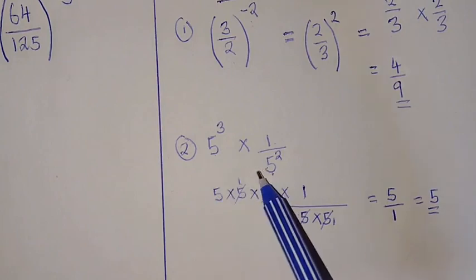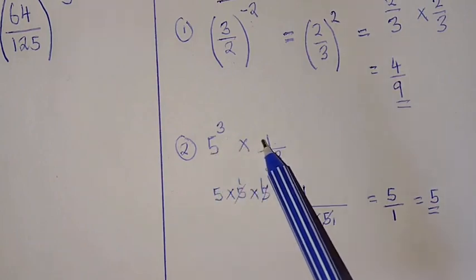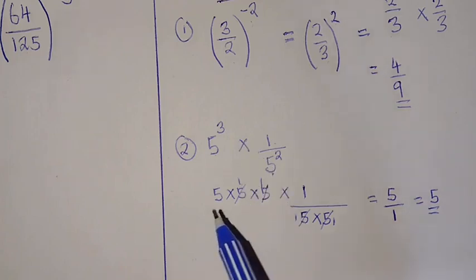There is another method that you can use: when you multiply 5 to the power 3 times 1, it gives you 5 to the power 3 over 5 to the power 2, of which you can apply the laws of indices. Okay, so we can continue. We have just finished answering our second question.